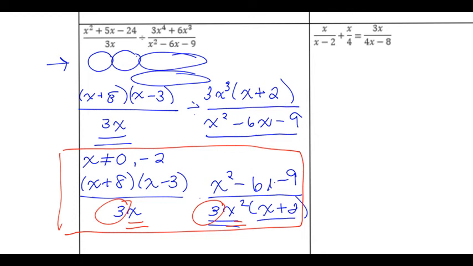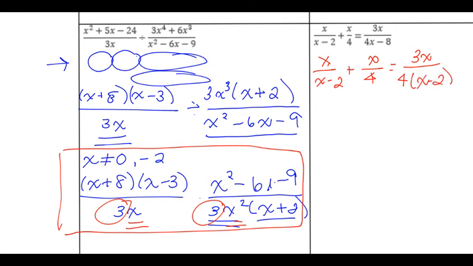Okay, here's our very last problem, which is an equation, a solving problem. And here's another place we're going to start by factoring denominators. So we have x over x minus 2, nothing in that denominator factors, plus x over 4 is equal to 3x over, here I have a GCF, a GCF of 4, so 4 times x minus 2.